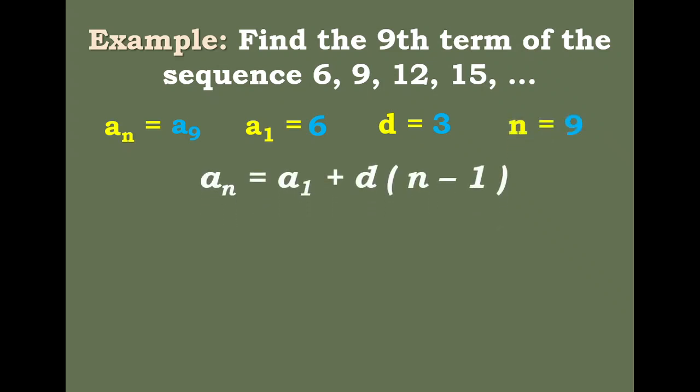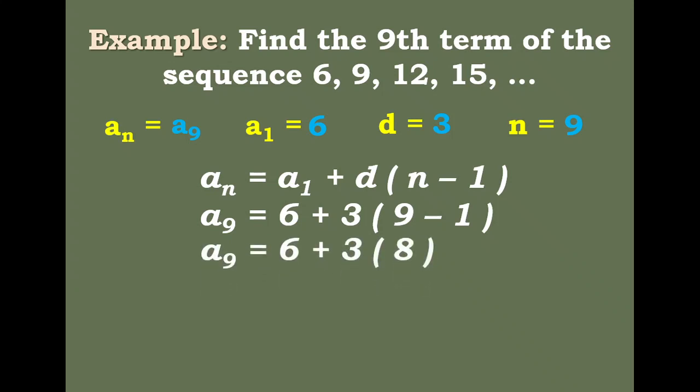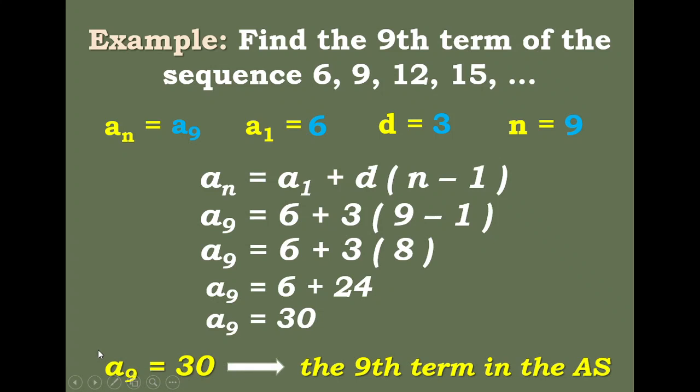Now let's substitute using the given formula. So a sub 9 equals 6 plus 3 times quantity 9 minus 1. A sub 9 equals 6 plus 3 times 8. A sub 9 equals 6 plus 24. And a sub 9 equals 30. Therefore, a sub 9 equals 30, the ninth term in the AS.